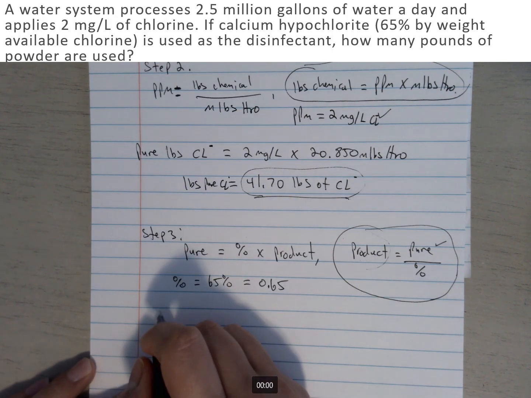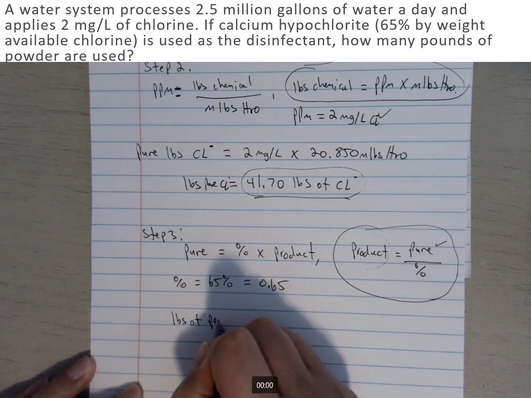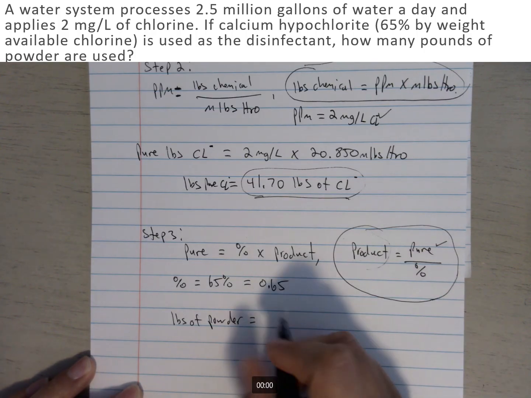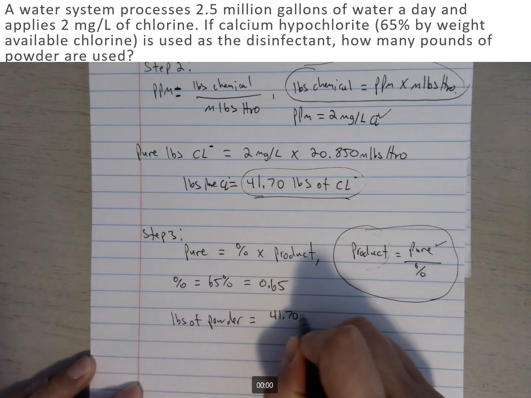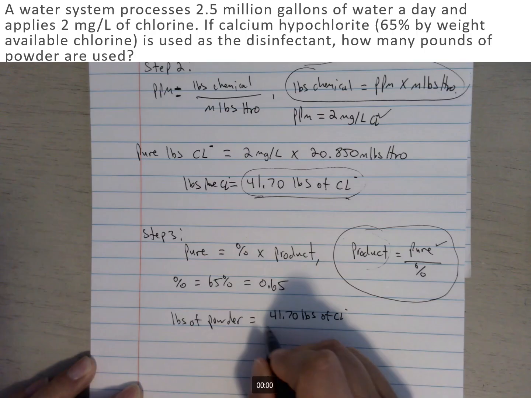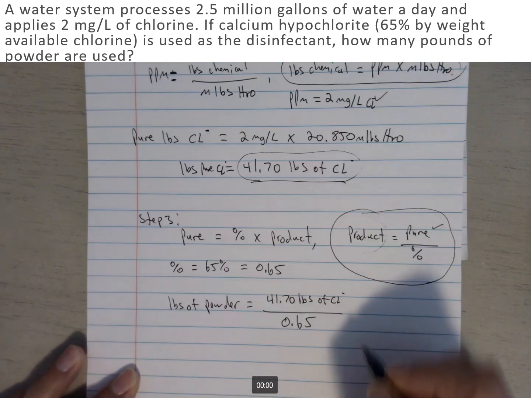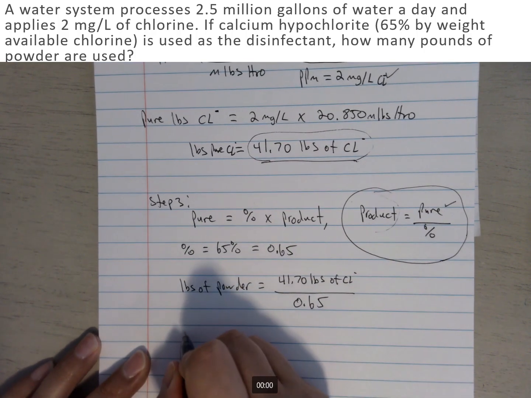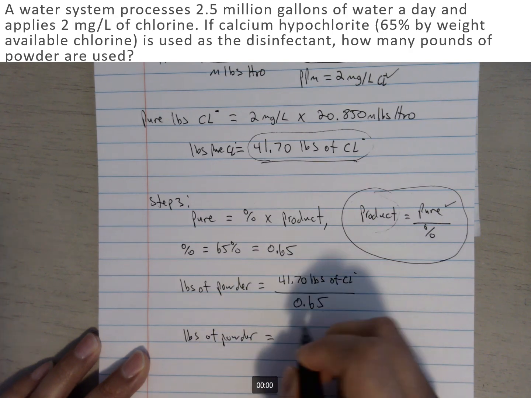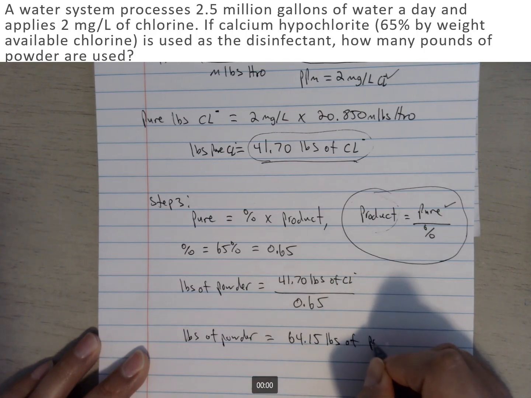So our pounds of powder, which is the product, is going to be equal to my pure, which is 41.70 pounds of chlorine, divided by my percentage, 0.65. If I type that into my calculator, I get 64.15 pounds of powder.